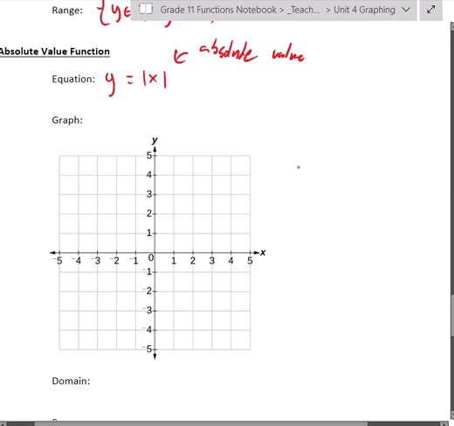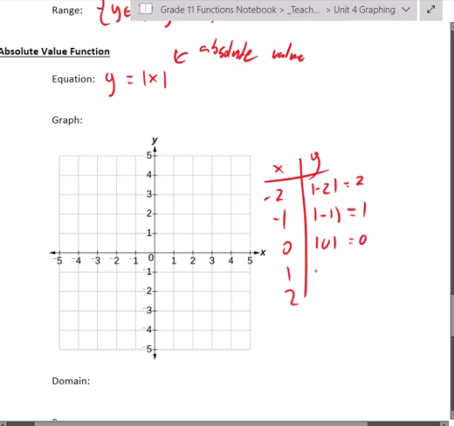So let's make a table of values here. We can use our original points of -2, -1, 0, 1, and 2. So the absolute value of -2, as we saw, is 2. The absolute value of -1 becomes +1. Absolute value of 0 is just 0. Absolute value of 1 is 1, and then 2 is just 2. So let's plot these points. We have 0, 0, 1, 1, 2, 2, negative 1, 1, and negative 2, 2. And we can see it's kind of like the linear function, but it creates this V shape. So the negative part of the linear function is instead reflected here.